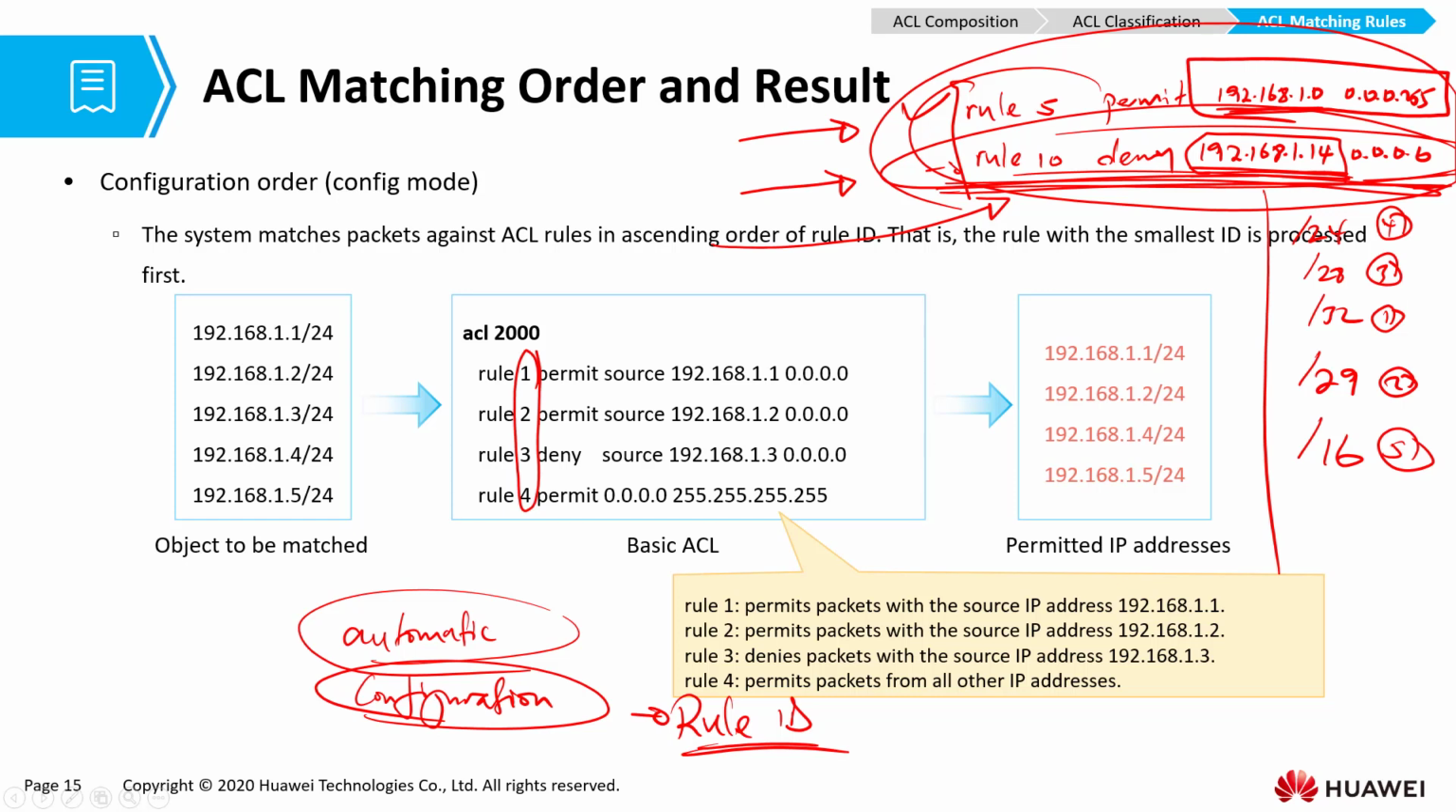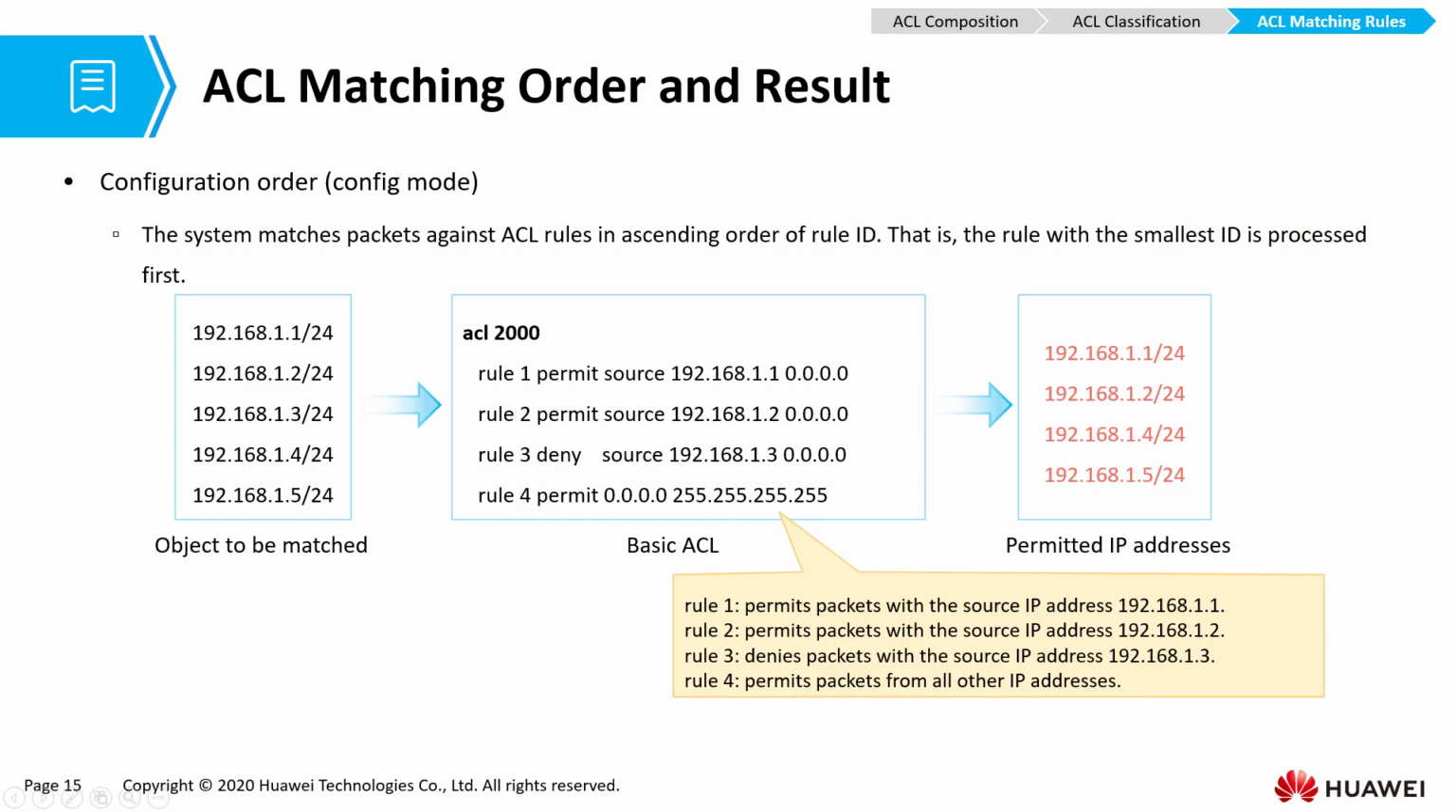Now, as I've mentioned, when you talk about matching result, we have permit and deny, they will correspond to the actions depending on the application of the ACL. Let us try to analyze this ACL 2000 right here. So we can see it has rule 1, permit source 192.168.1.1, and a host wildcard specifying only that IP. Rule 2, permit source 192.168.1.2, and also specifies just that IP. Rule 3, deny source 192.168.1.3, and specifies that particular IP. Rule 4 permits everything else.